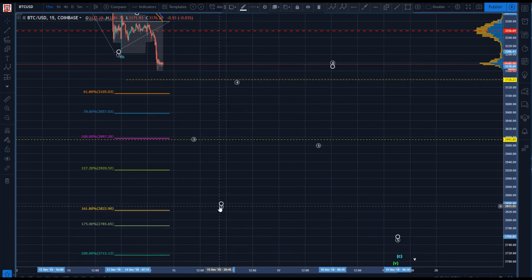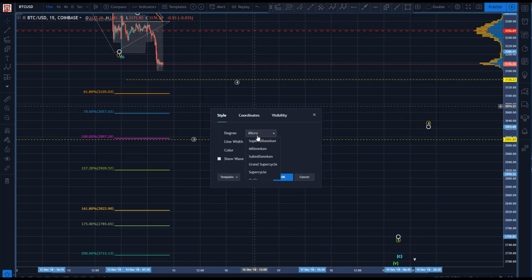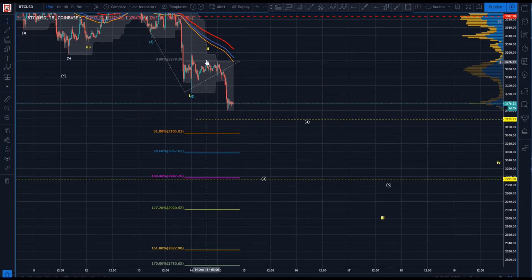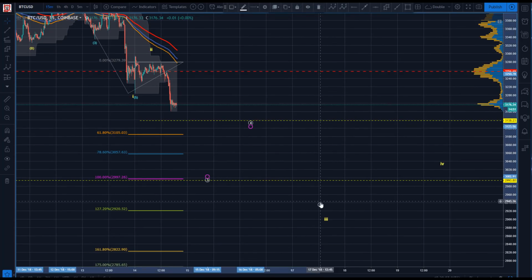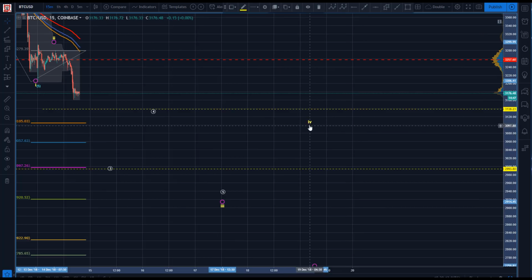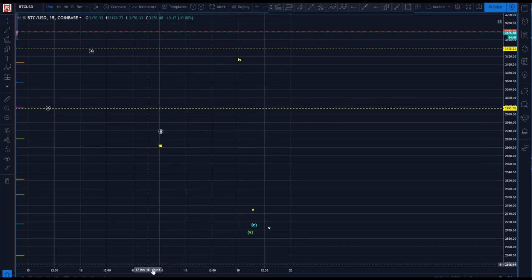Ah, come here. Least favorite feature of TradingView. All right, let's go to subminuet. Okay, so 1, 2, 3, 4, 5 would complete the third. Then we've got the 4 to come. Then we've got the 5, and potentially we're done.